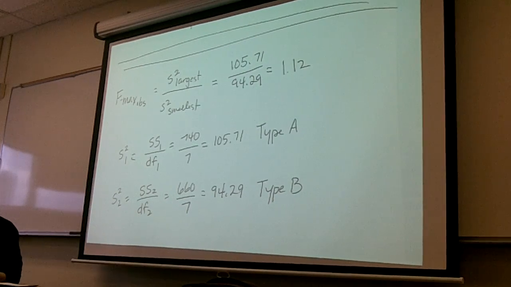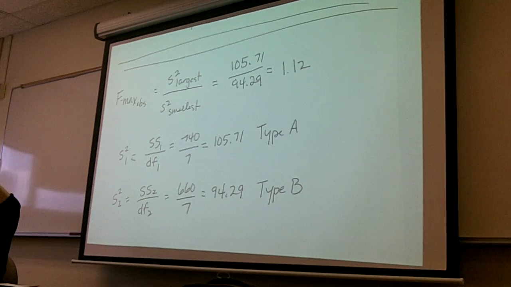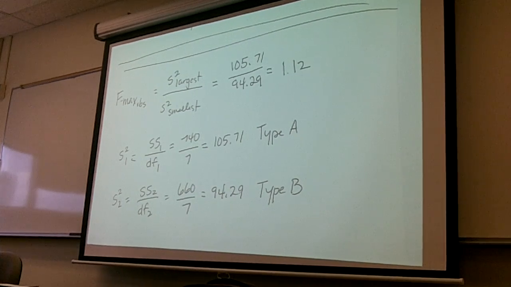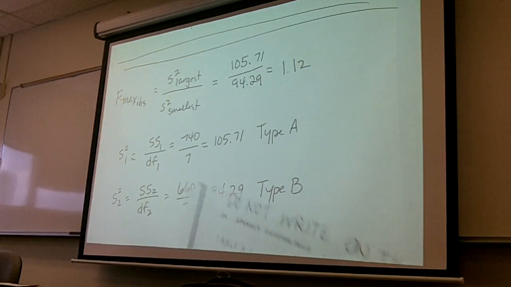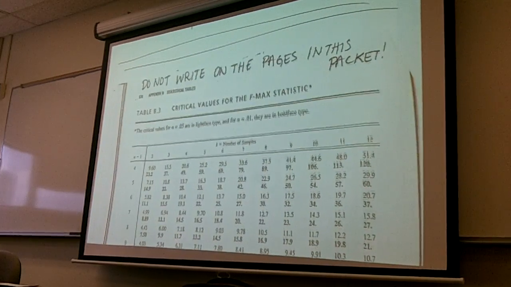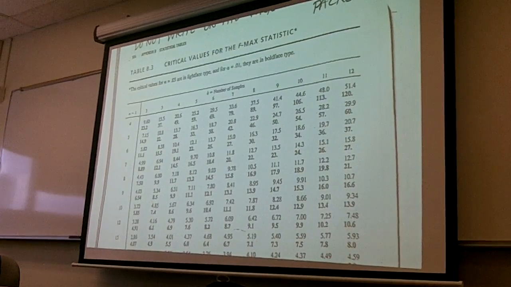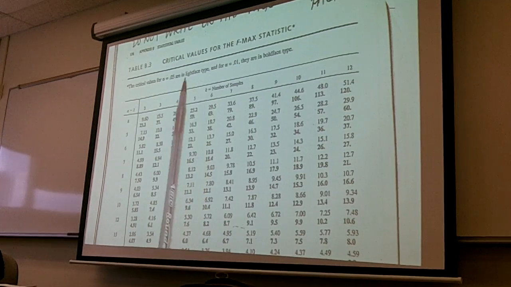And Fmax critical, you look that up in your table, right? You have your packet with you. You're going to get a packet just like this for the test. Okay, but you don't get to use your own packet. I'll give you one. All right, so we're going to look up critical values for the Fmax statistic. What kind of stuff do I need to know? I need to know n-1, I need to know the number of samples, and I need to know what my alpha is.